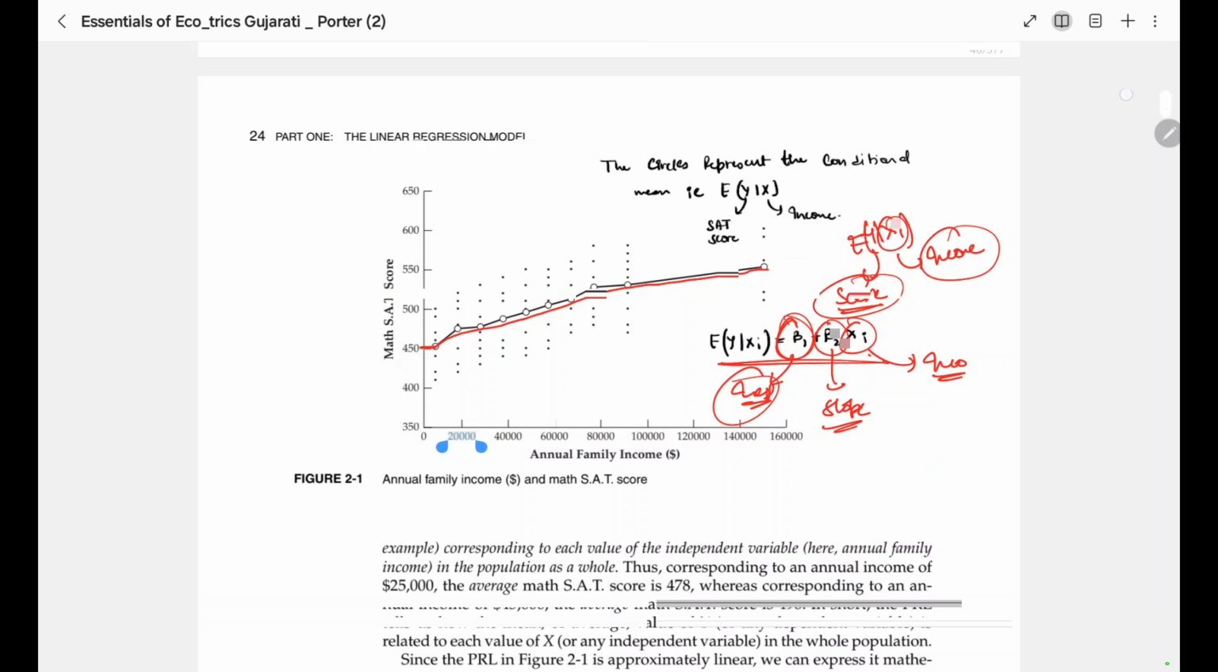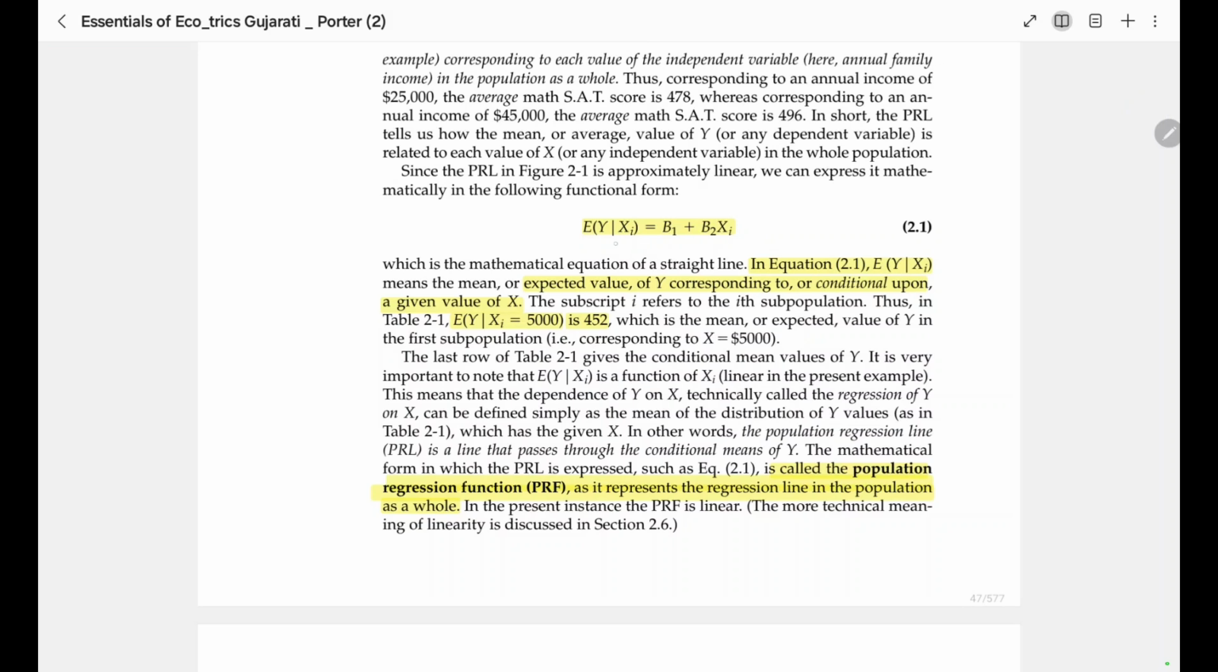Okay. Now talking about the equation. This is what it says, right? E(y | xi) = beta 1 + beta 2 xi. It says that the expected value of y corresponding to, or conditional upon, the value of x, that is the conditional mean. Expected value of y given xi, conditional mean, right? The subscript i refers to the i-th subpopulation. i we already know, it is in stats, it is in everything.